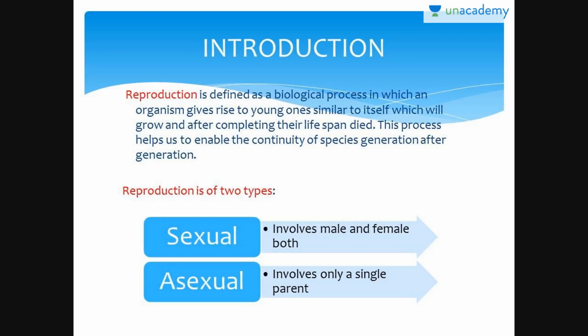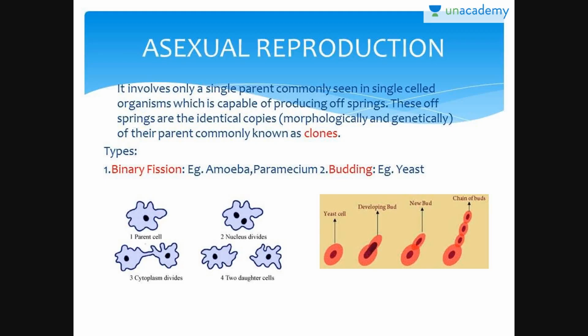So, reproduction can be defined as a biological process in which an organism gives rise to young ones similar to itself. This process enables the continuity of species generation after generation. There are two types of reproduction, sexual and asexual. Sexual reproduction involves both male and female parents, whereas asexual involves only a single parent.